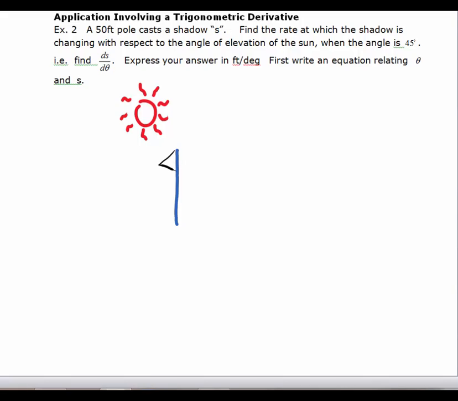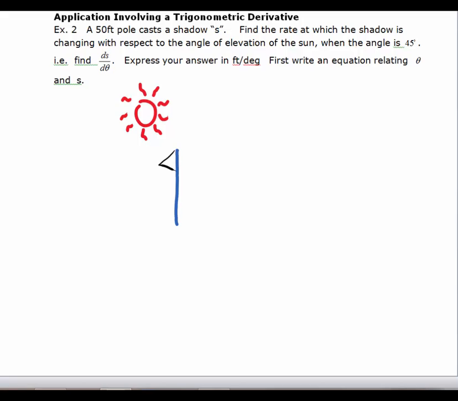All right, let's look at an application involving a trig derivative. This is a problem similar to something that you should have done in pre-calc 2, only it didn't deal with a rate of change. It dealt with just finding a missing side, and here we're going to be looking for a rate of change.